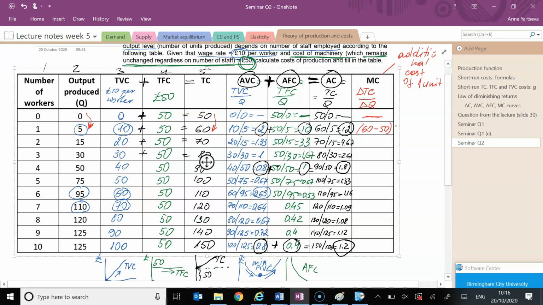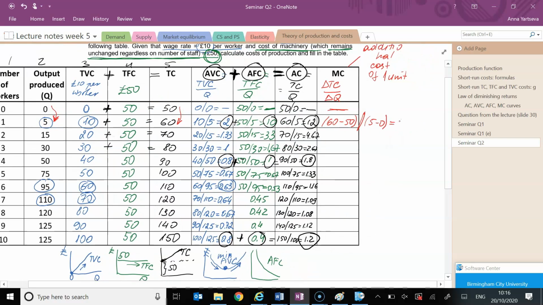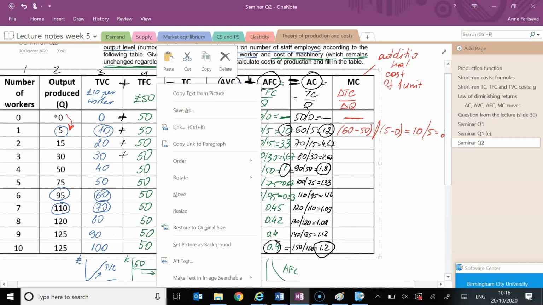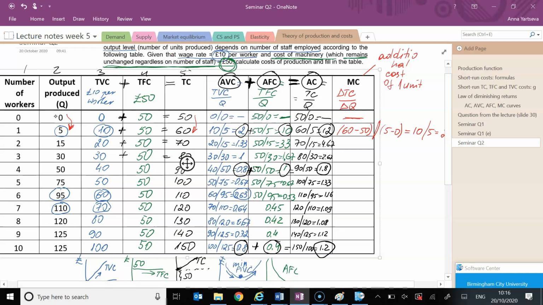Cost went up from 50 to 60. Additional expenditure is 10. And we need to divide this by change in output. Output increased from 0 to 5. Change in output is 5. So 10 extra pounds spent in order to produce 5 extra units, which means that it costs us 2 pounds per unit. So the cost of this additional increase in the production level is 2 pounds.